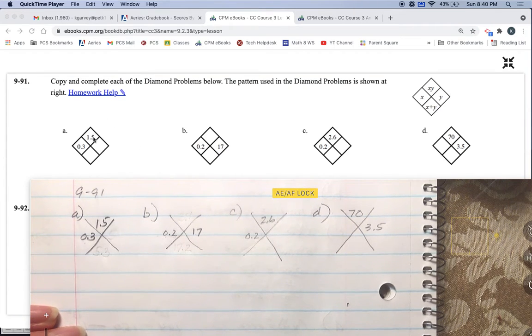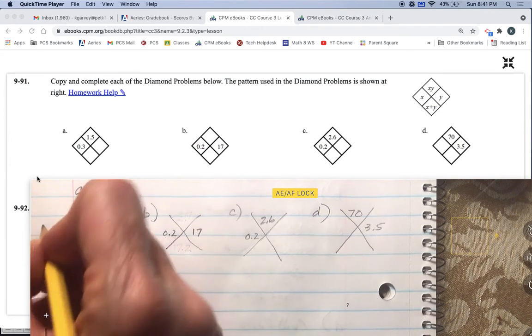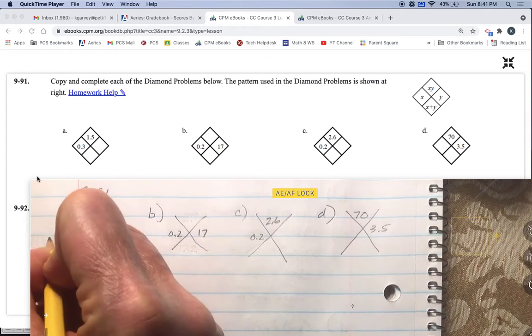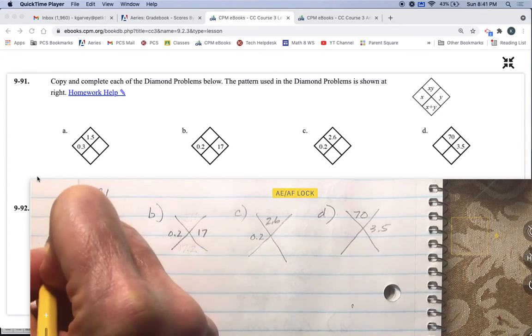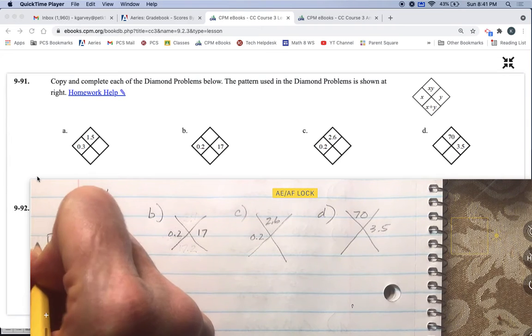Okay, so now let's take a look at our first problem. We've got the top, which is the product, 1.5, and then we have one of the numbers on the side, and we need to figure out what this and this are. So this times whatever this number is will equal 1.5. We could figure out this one by taking 1.5 and dividing it by 0.3. So let's do that over here in the margin. So 1.5 divided by 0.3.